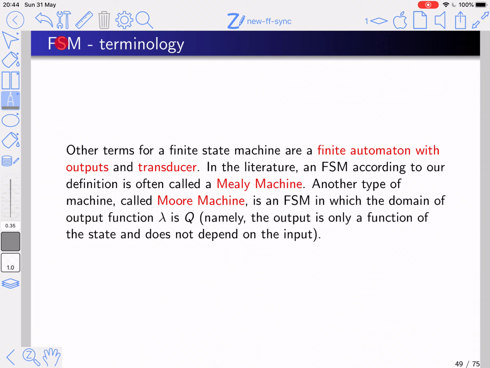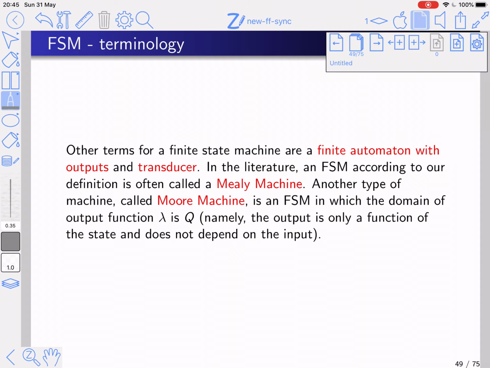When we talk about finite state machines, it depends on the field. Sometimes they're called finite automatons with outputs or transducers. In the literature, there's a distinction between Mealy machines and Moore machines. What I described is a Mealy machine. A Moore machine is a finite state machine in which the domain of the output function is the current state, and the output does not depend on the current input. So in that case, lambda is just a function from Q to big delta.